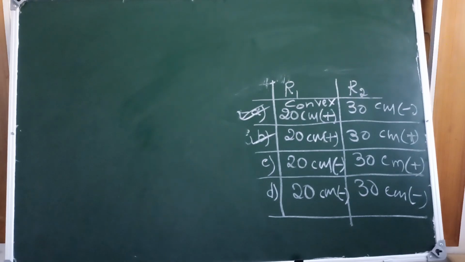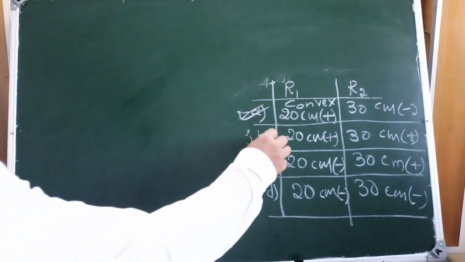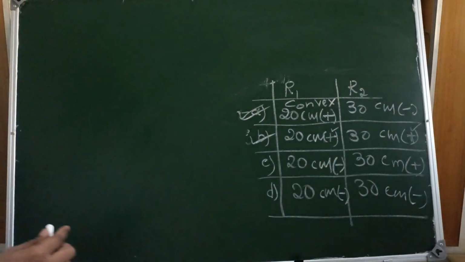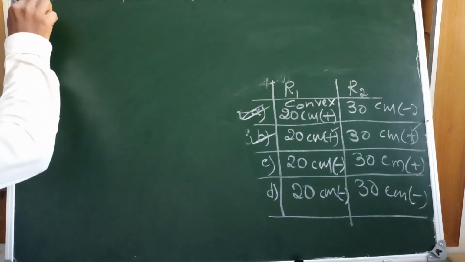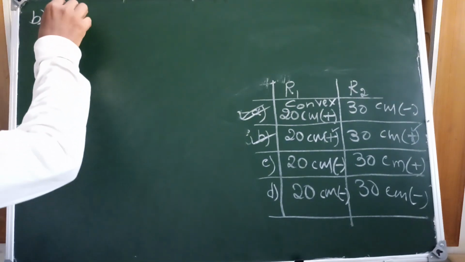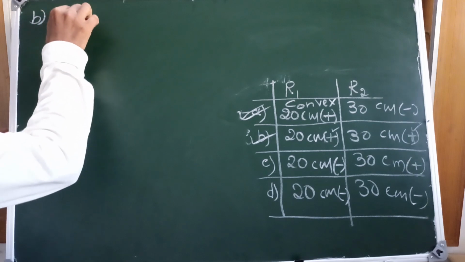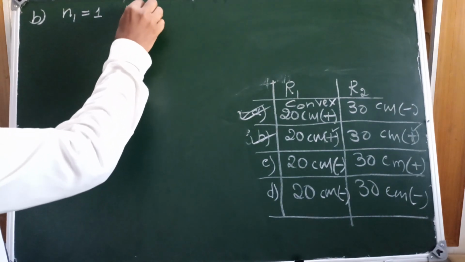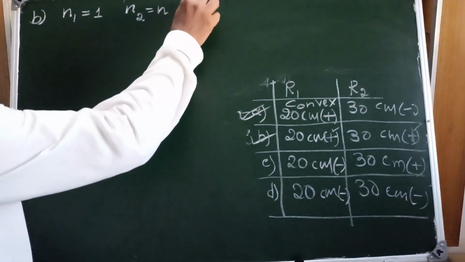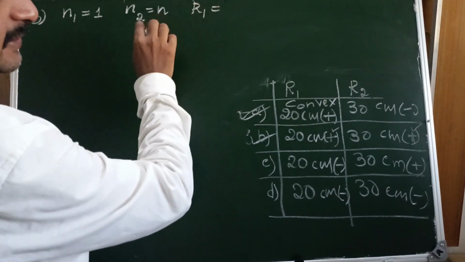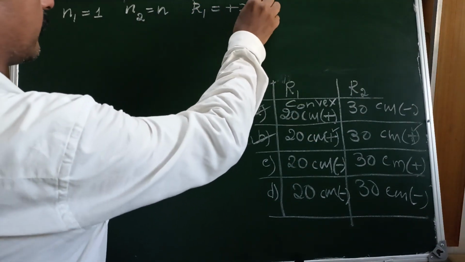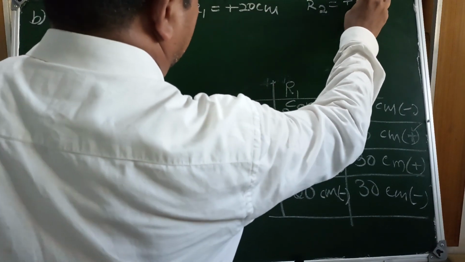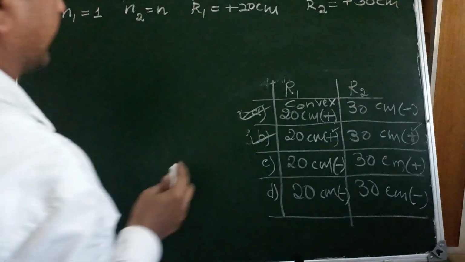Now let us look at the second case. In the second case, R1 is positive and R2 is also positive, so we will take it as type B. Here N1 is the same, N1 is air, so you are getting 1. N2 is n. R1, as I already told, is plus 20 centimeter and R2 is also plus 30 centimeter. These are the possibilities. Second possibility.